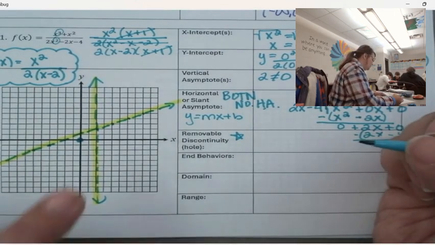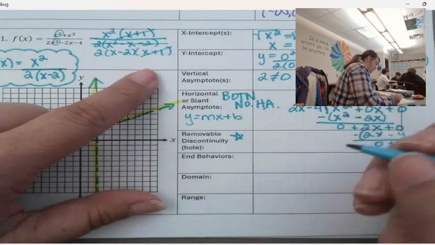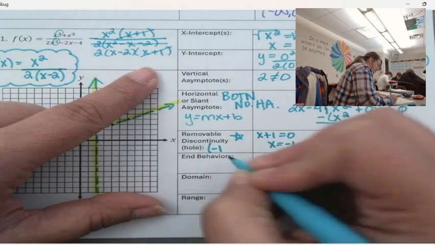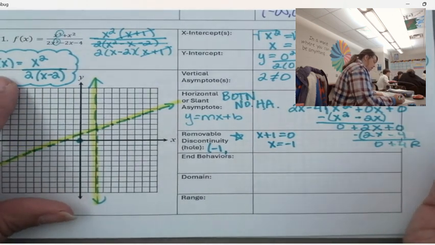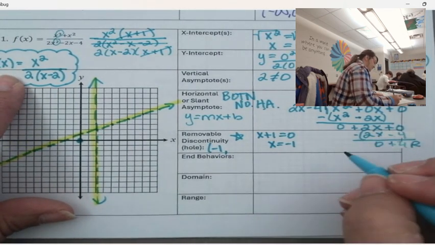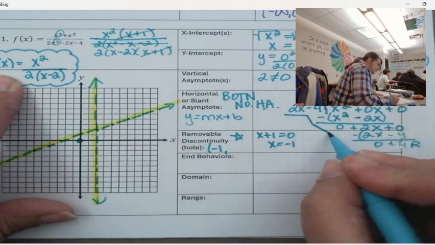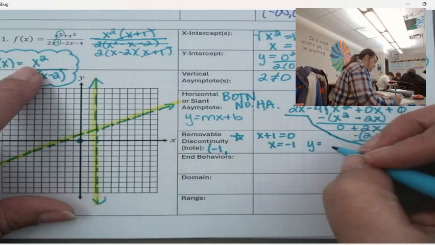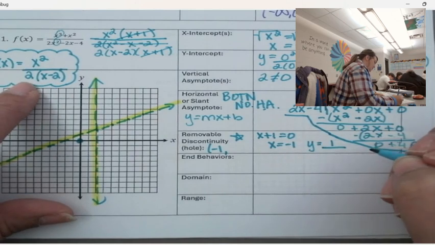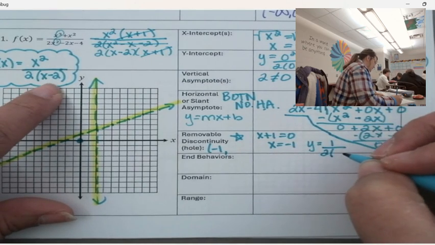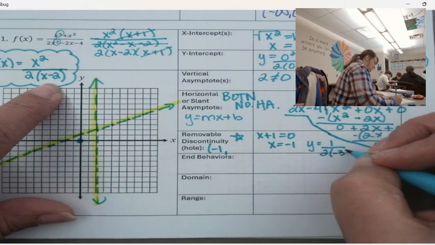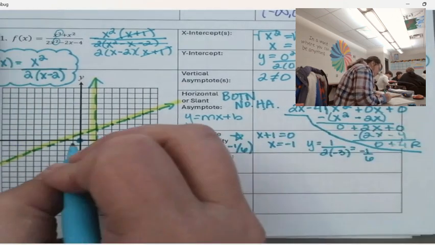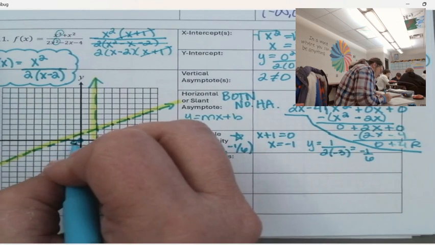All right, let's find our hole. So I canceled out x plus 1. So x equals -1 is the x coordinate of my hole. I'm going to go to my simplified function right here and find the y coordinate of my hole. So y equals -1 squared is 1 over 2 times -1 minus 2 is -3. So that's -1/6. So -1 and -1/6. There's my hole.